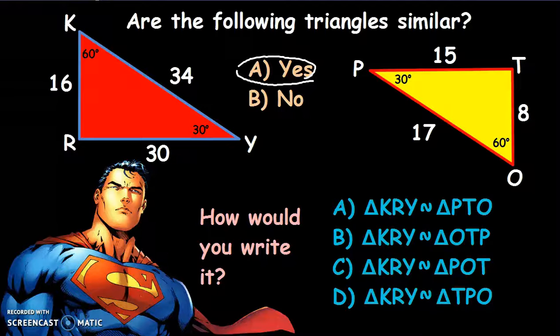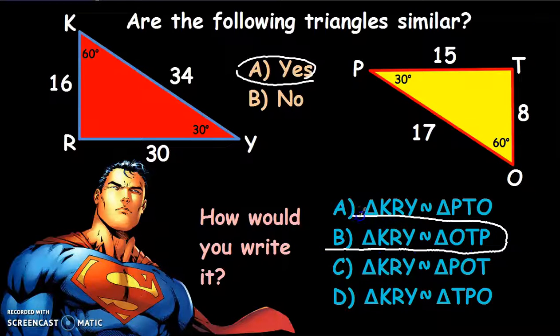Well, again, it's all based off of order. Since K comes first and K is 60 degrees, I need the 60 degrees to come first over here, and thus the correct answer is B. Since K is 60 degrees, O is 60 degrees. R is the 90-degree angle, the missing angle, you could say, and T. Y is 30, P is 30.